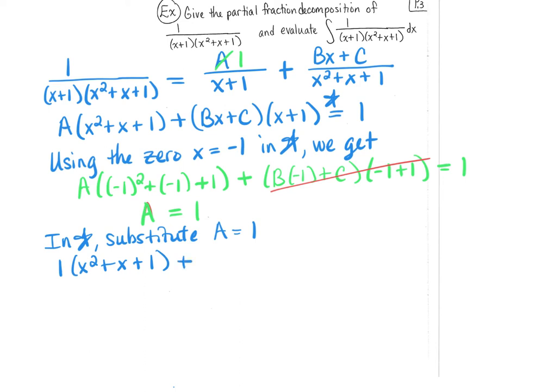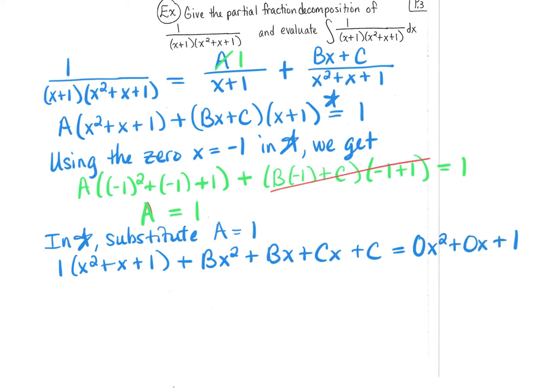Plus, here we need to expand this. So we use the FOIL method. We get bx squared plus bx plus cx plus c. All of that is equal to 1. And I'm leaving some room there because I see we have an x squared here and a bx squared here. So what we're going to do is combine like terms, and then we're going to set our coefficients equal to each other. So this is really a 0x squared plus 0x plus 1.